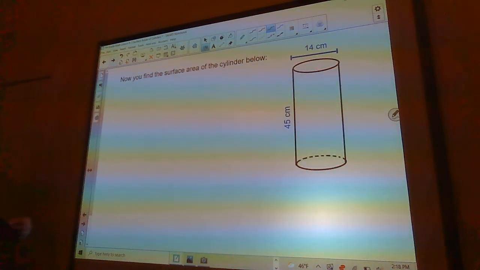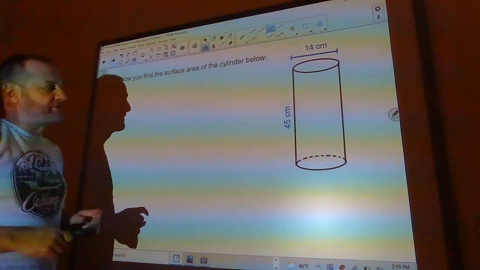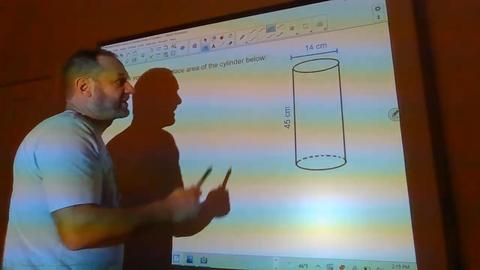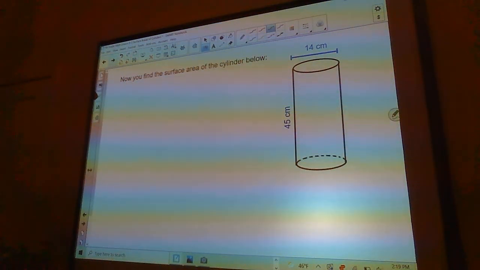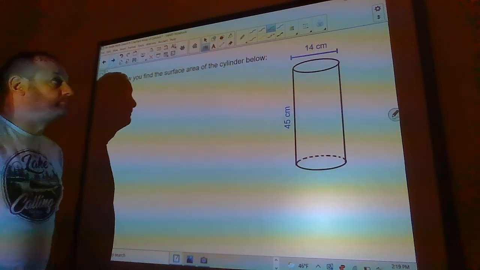All right, here's one that I want you to do. I've got this cylinder. It's 45 centimeters tall. It's got a diameter of 14 centimeters. Go ahead and find the surface area of this thing. I'll give you a minute to do that.